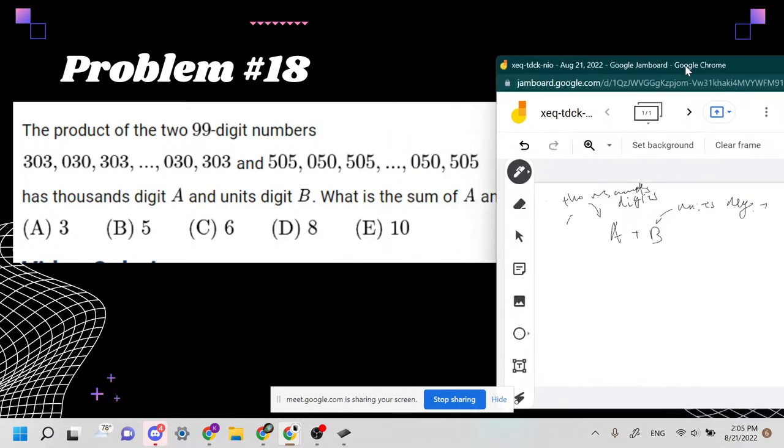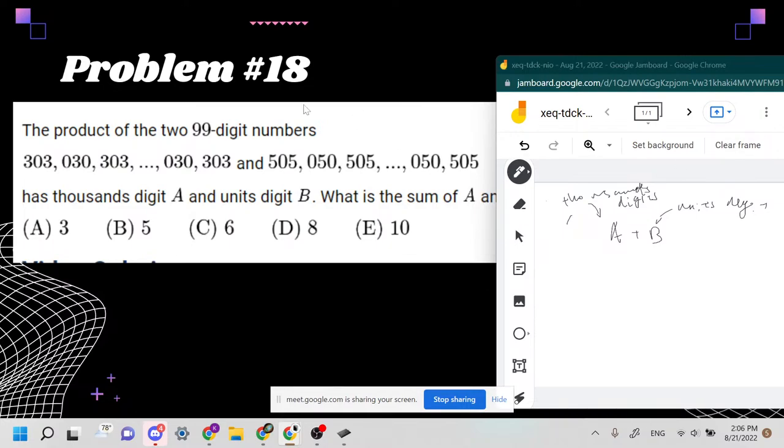The trick for this is that you don't want to multiply the whole thing and then find the thousands digit, because that would take a really, really long time if you're not using a computer. 99 digits multiplied by another 99 digits, I don't think anyone could do that.